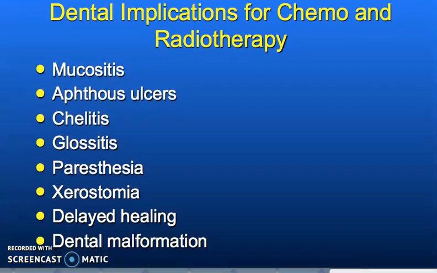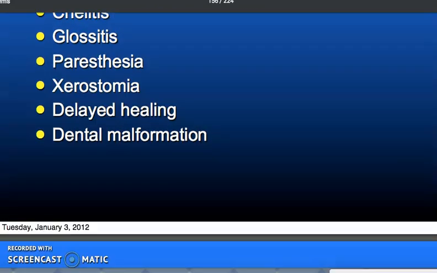Okay, so some other implications for chemo and radiotherapy: mucositis, aphthous ulcers, cheilitis, glossitis, paresthesia, xerostomia, delayed healing, and dental malformation. So all of these things, we have a long list here of dental implications when a person is going through chemo and radiation. So it's very, very important, if they feel up to it, that they are able to keep their regular dental appointments.